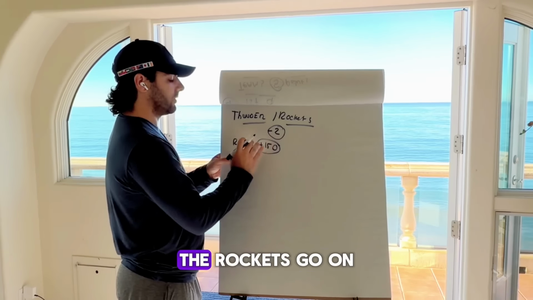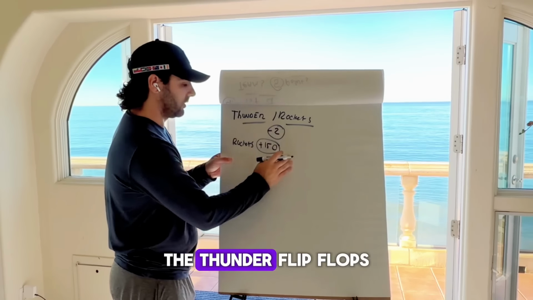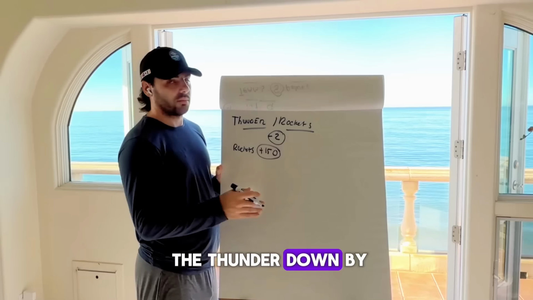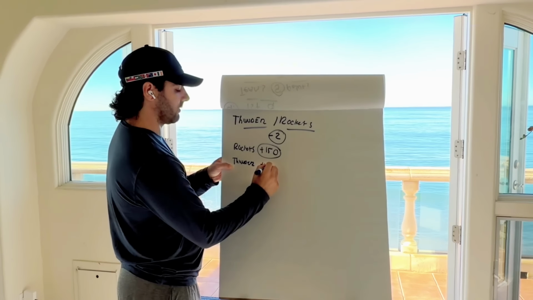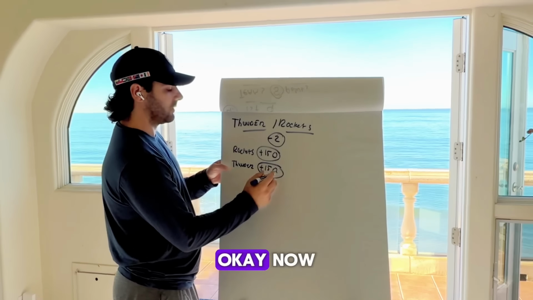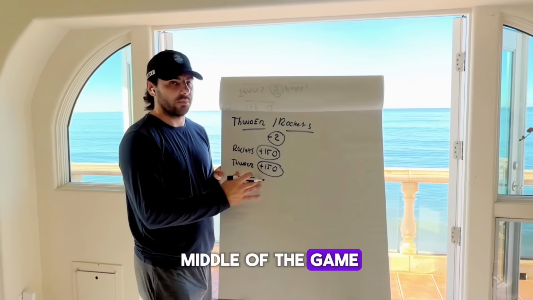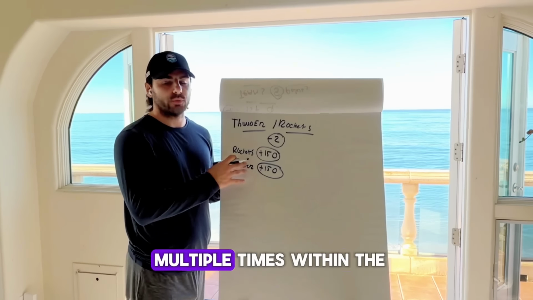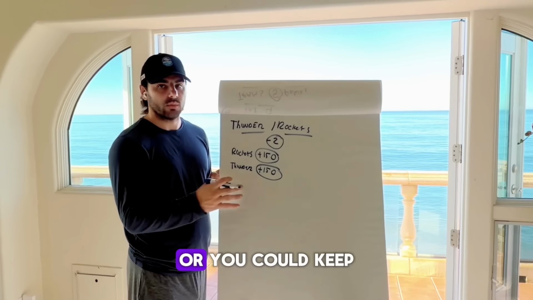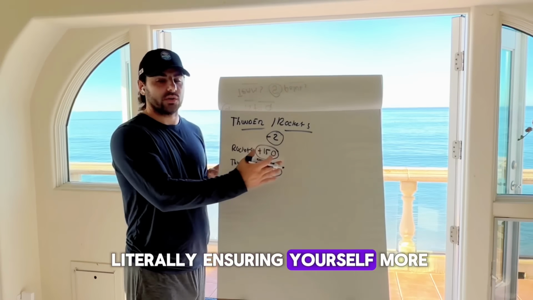Now, next thing you know, the Rockets go on a run mid-game. The Thunder flip-flops. The Thunder are down by 3 or 4 points. Now, the Thunder you get at plus 150. Okay? Now, this is in the middle of the game. You get plus 150 there, plus 150 there. You could do this multiple times within the same game, where you could keep literally insuring yourself more and more money.